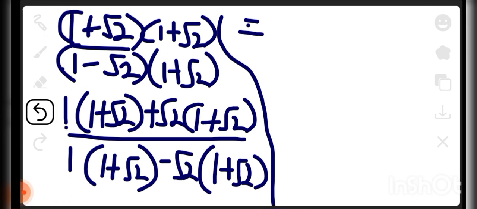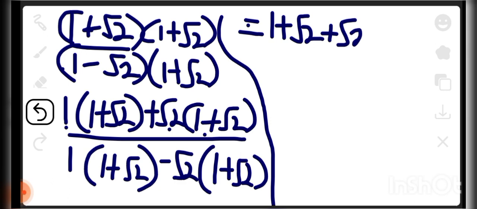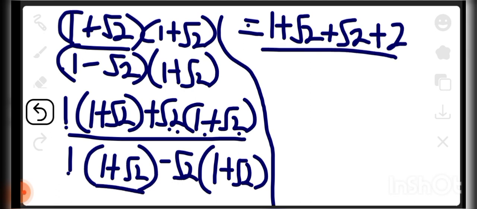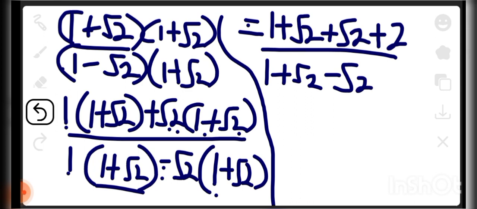1 multiplying everything remains the same. 1 plus root 2. Then root 2 times 1, that is plus root 2 again. Root 2 times root 2, that will give us 2, over 1 multiplying everything remains the same. 1 plus root 2. Minus root 2 times 1, that will give us minus root 2. Minus times plus will give us minus. Root 2 times root 2 will give us 2.